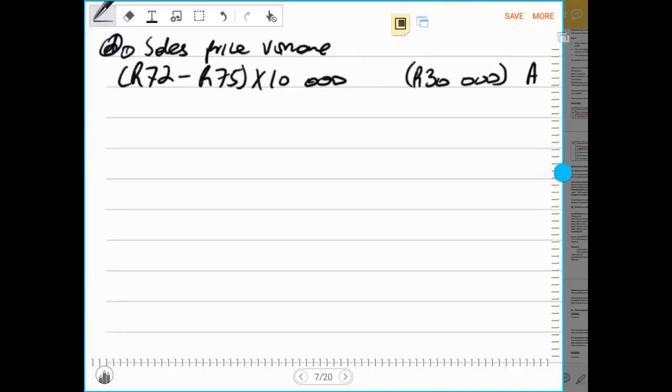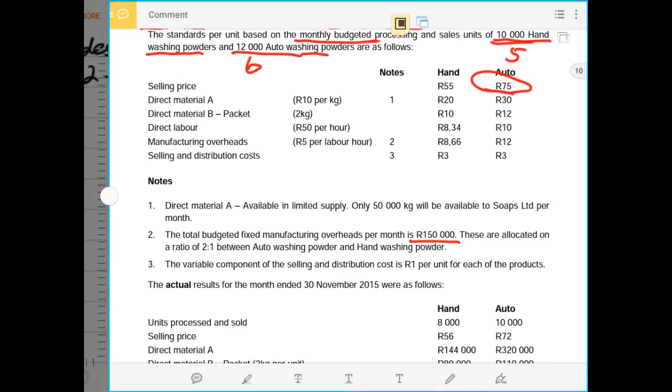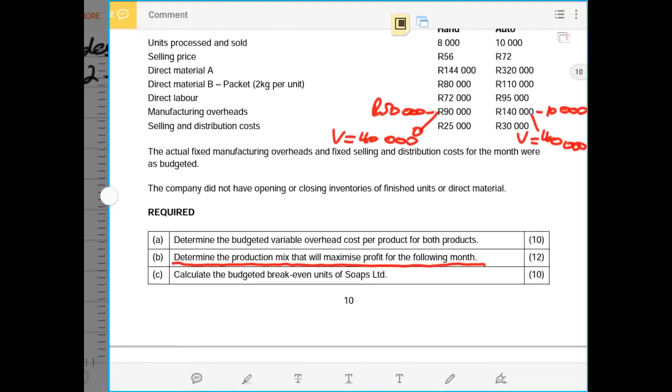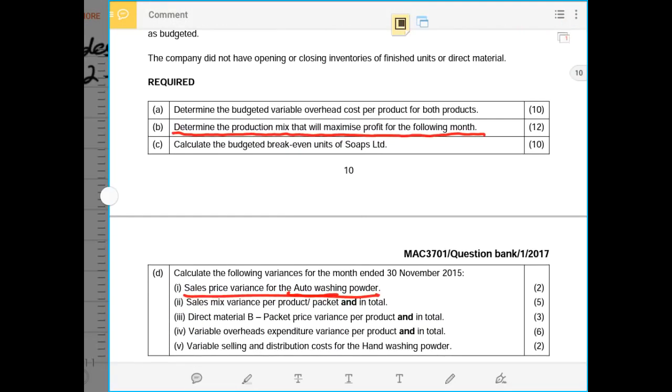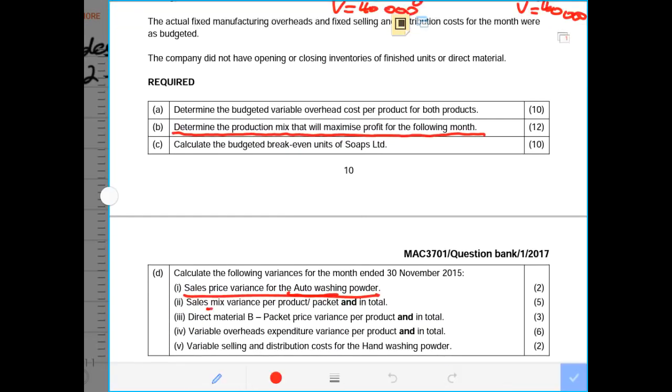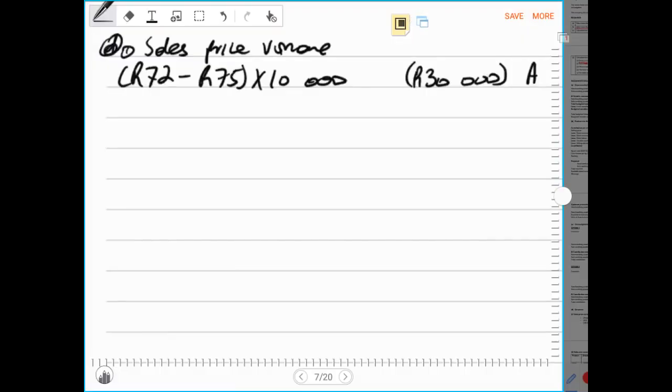Then we look for the second variance that is required for us. The second variance that we are required to do is the variance on the sales mix. Sales mix can only be there if there are two products. Let me say that once again: if there is one product, there will never be a sales mix variance.